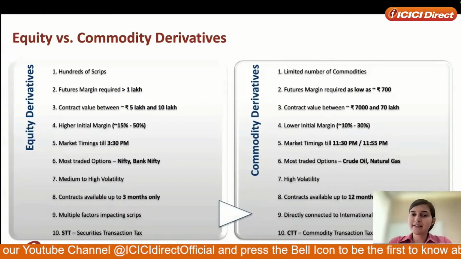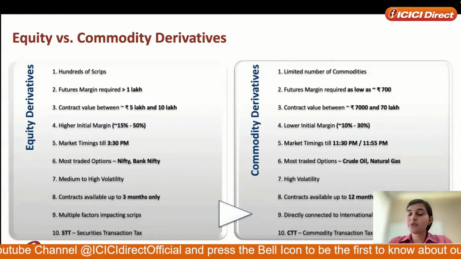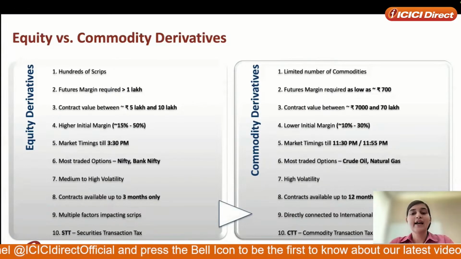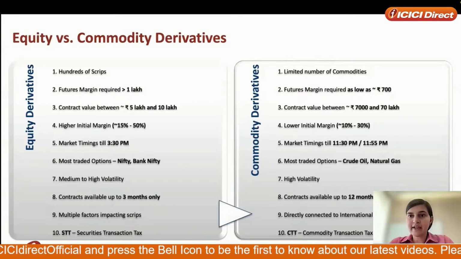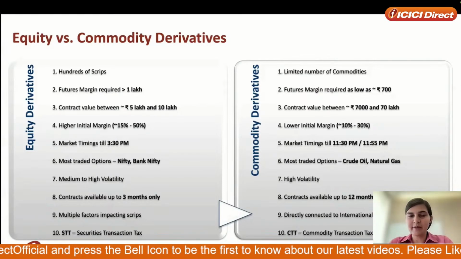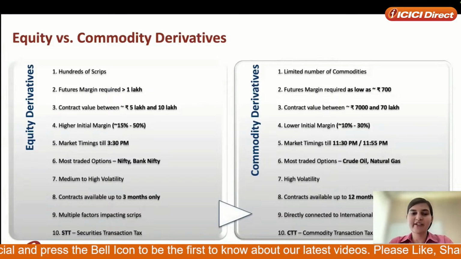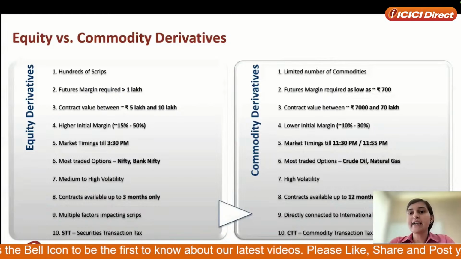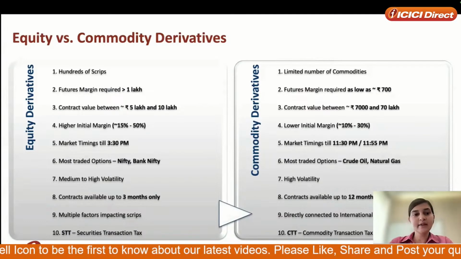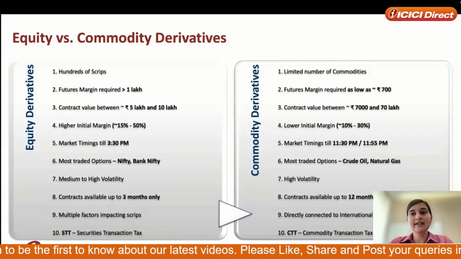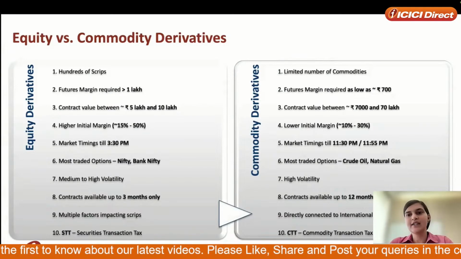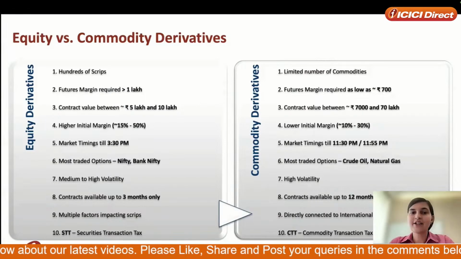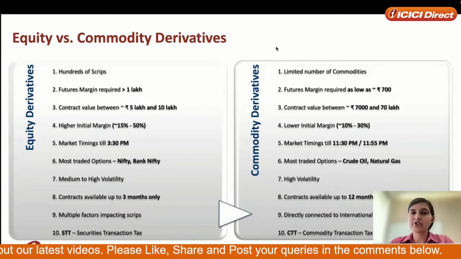Fine. So next is most traded options. Now crude oil and natural gas are the most traded options in commodities. These are highly volatile and contracts are available up to 12 months ahead. However, you have to keep in mind the liquidity of the contracts while choosing them for trading. Again, CTT is applicable here, and these are directly linked to the international markets. Not only Indian markets are going to affect this pricing, but the international market. If there's anything happening in the Middle East, it is surely going to affect your crude oil pricing, right? So these commodities have international linkage.